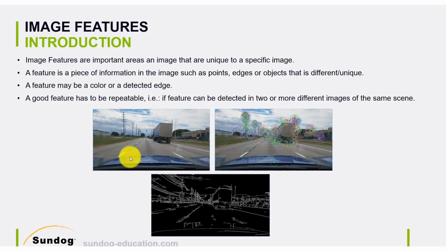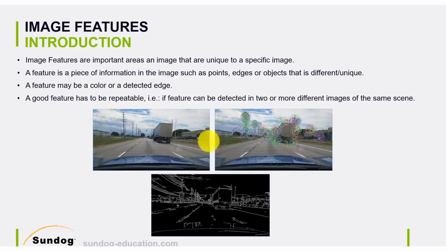We're looking, for example, for unique features like color. Here, the hood of the vehicle is kind of blue, which indicates something a little bit different, something a little bit interesting within an image, different from all that boring gray, or maybe different blue and white color indicating the sky with these clouds, and so on and so forth. Okay, so a feature is a piece of information within an image, such as points or objects. They're kind of unique or different. All right, a feature again can be a color, can be an edge detected.